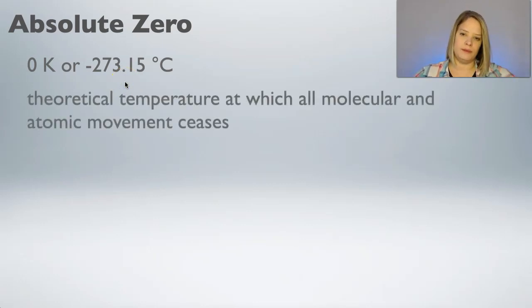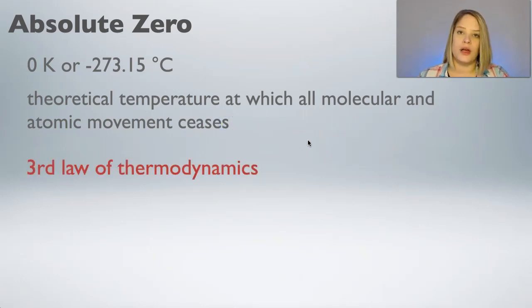And the thing about absolute 0 is it's actually a theoretical temperature. We've never gotten anything to be absolute 0 and have 0 motion, but it's the theoretical temperature where all of the motion would cease. So the molecules and atoms wouldn't be moving anymore. That's the definition for absolute 0. It would be the coldest temperature possible, but the thing is, it's actually not a possible temperature.